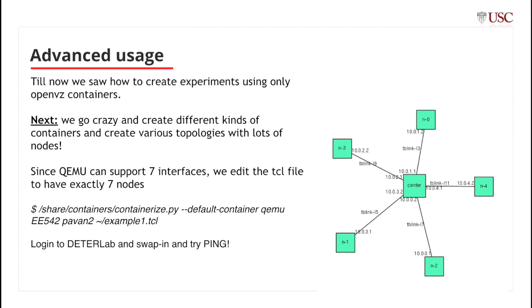Moving on to advanced usage, we would now want to create the same containers using the default QEMU container or the openvz containers. Now, also one thing to be kept in mind is that QEMU would support only 7 interfaces as of now. So we'll go back to the TCL file and re-edit our nodes to have fewer than 7 systems. In this case, what I'm trying to achieve is one center and 5 other nodes surrounding it, as shown in the figure.